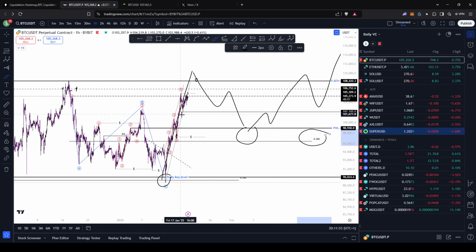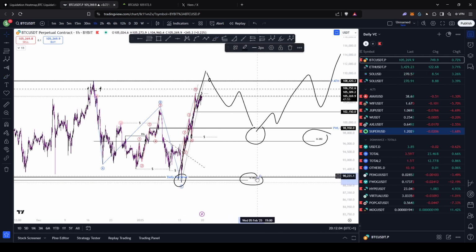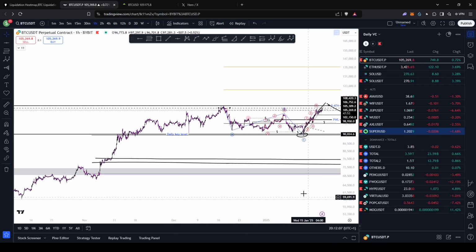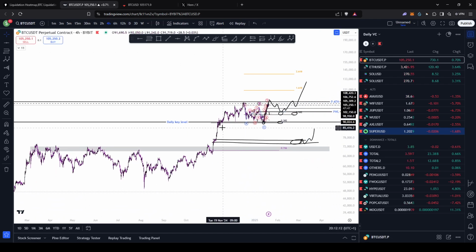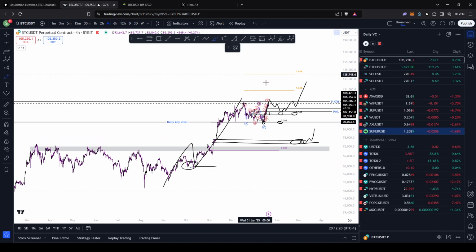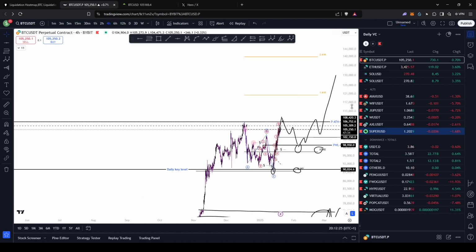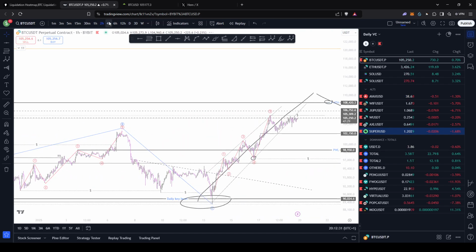The 382, you know I like my 382s, is kind of an optimal target for most of these swing trades. We did tap one back here also. You can see that 382. And where does that 382 come from? We can look all the way back, and that's the 382 from this impulsive low into all-time highs. So that's what I would be looking for on Bitcoin.